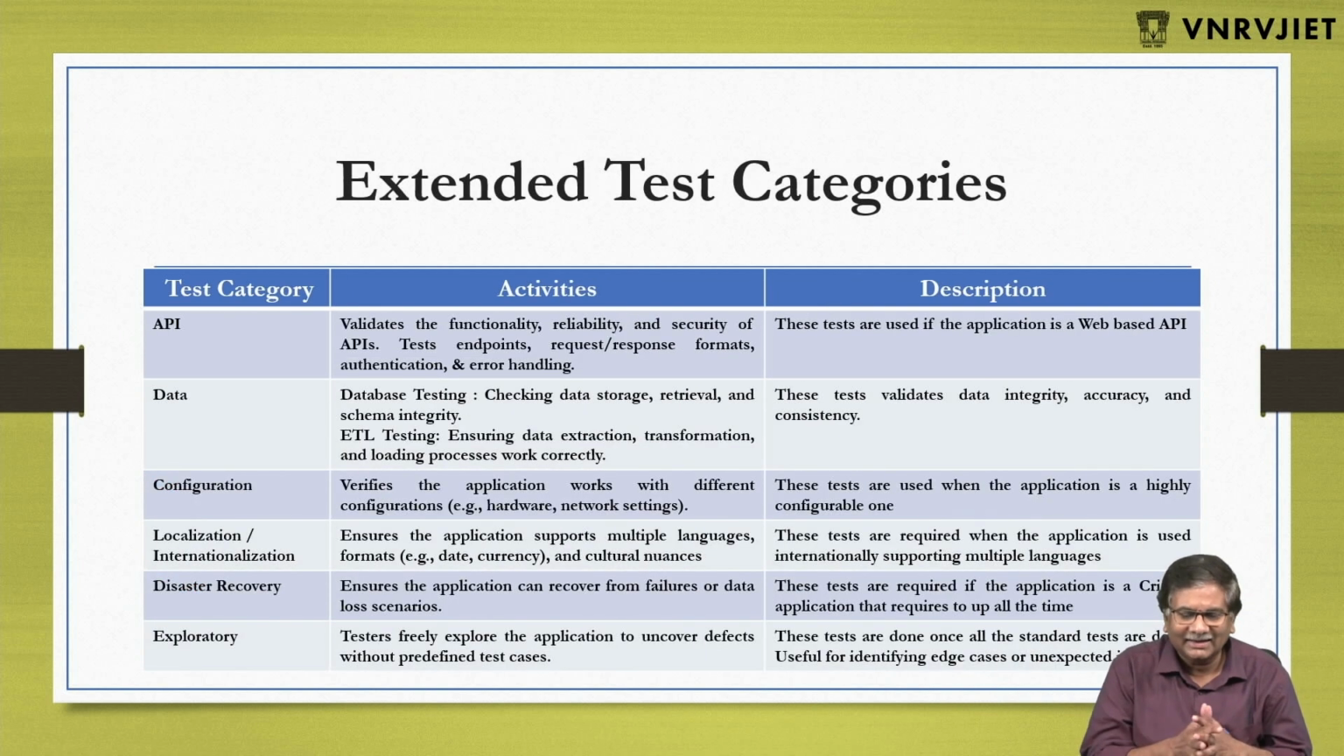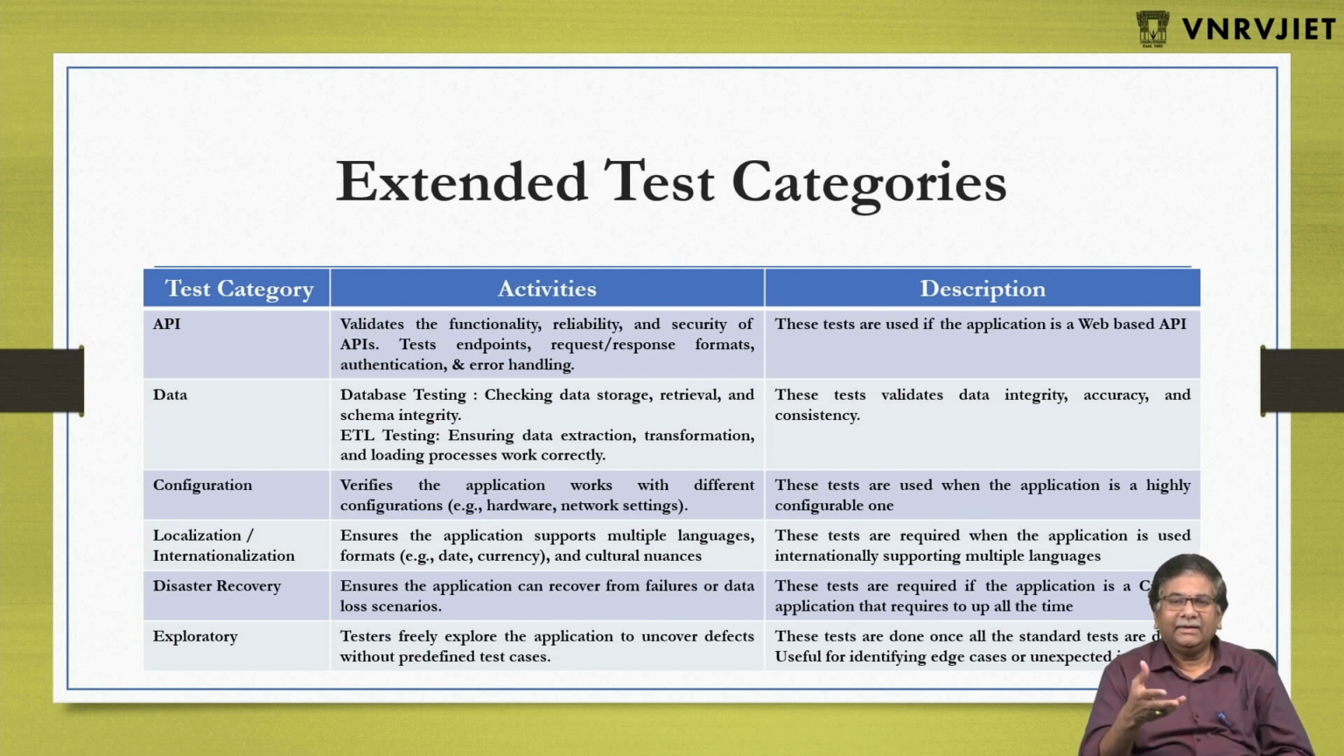Now, there are other extended categories, like API testing, which validates the relevant functionalities. These tests are used if the application is a web-based API. Basically, they check the security, that all the endpoints are working fine, that request and response formats are good, and that authentication and error handling are done correctly. All this comes under API testing. And there is data testing, database testing, basically checking data storage and integrity, and ETL testing, ensuring data extraction, transformation, and loading are happening correctly. These are for data integrity and things like that.